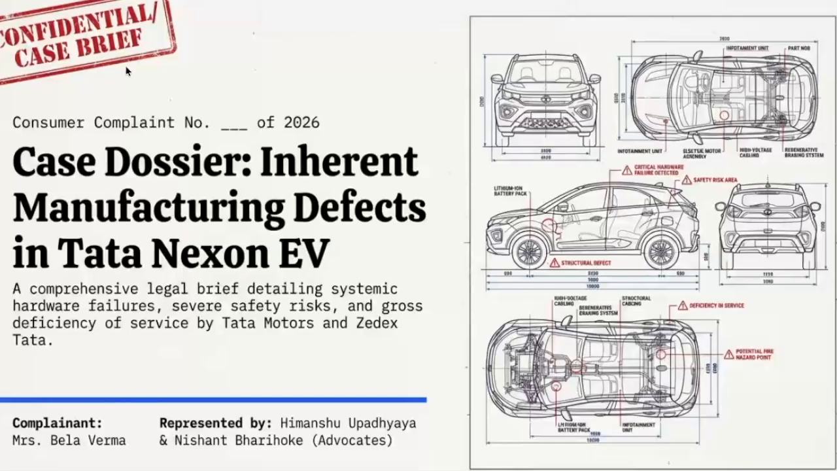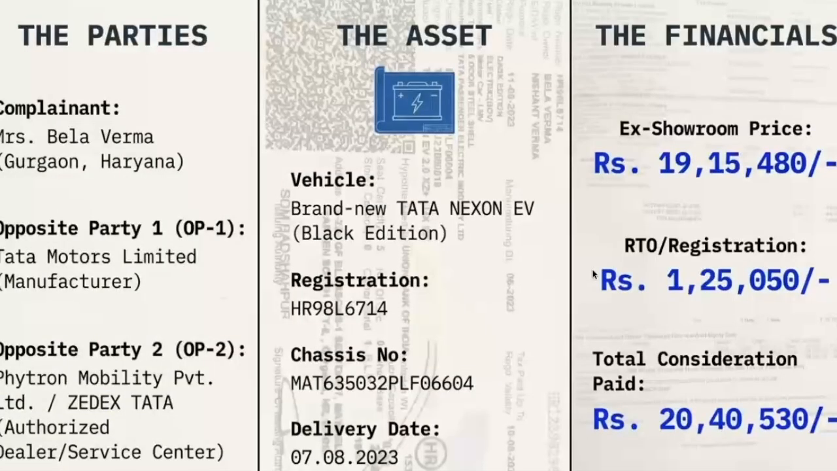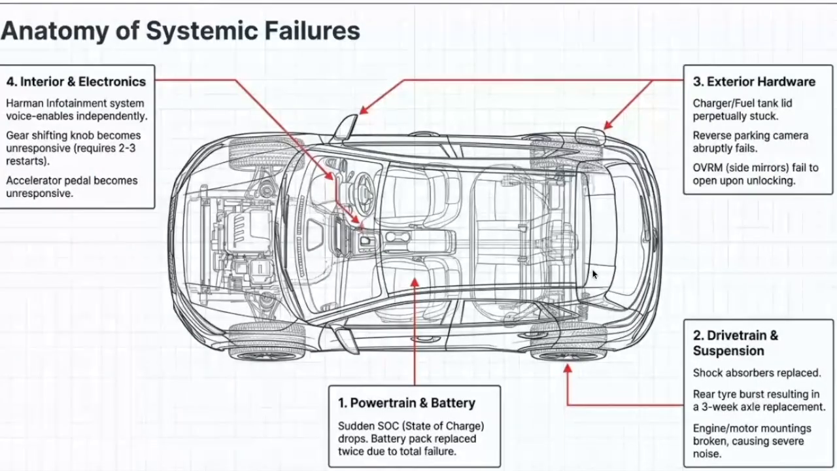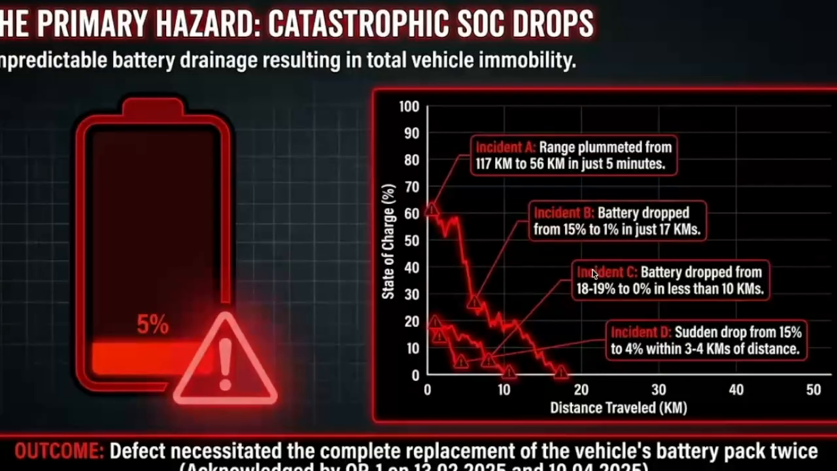Title is confidential case brief. So you can see, infotainment, where the infotainment unit is, it's there. But by and large, it at least shows something. So these are the other details of the complaint. So what the promise versus actual reality. And trust me guys, it is a pathetic vehicle, you know. Wow.